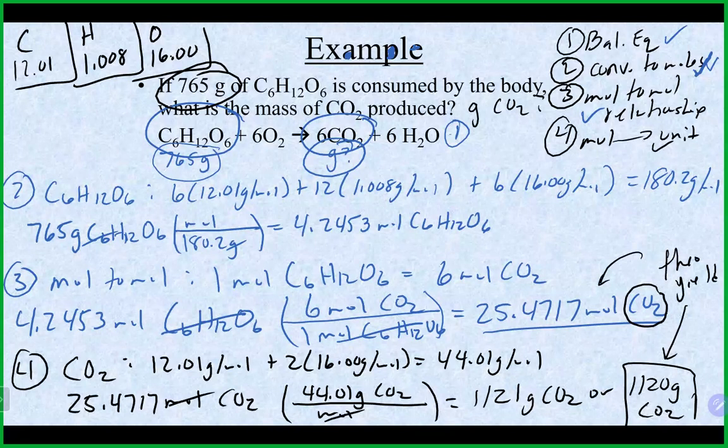And again, it means the same thing as we talked about before. If you did this reaction and threw in there 765 grams, a little bit of glucose, you should get out about 1,120 grams of CO2 if everything went perfectly. Any questions on any of those steps there? All right. One more here, maybe.